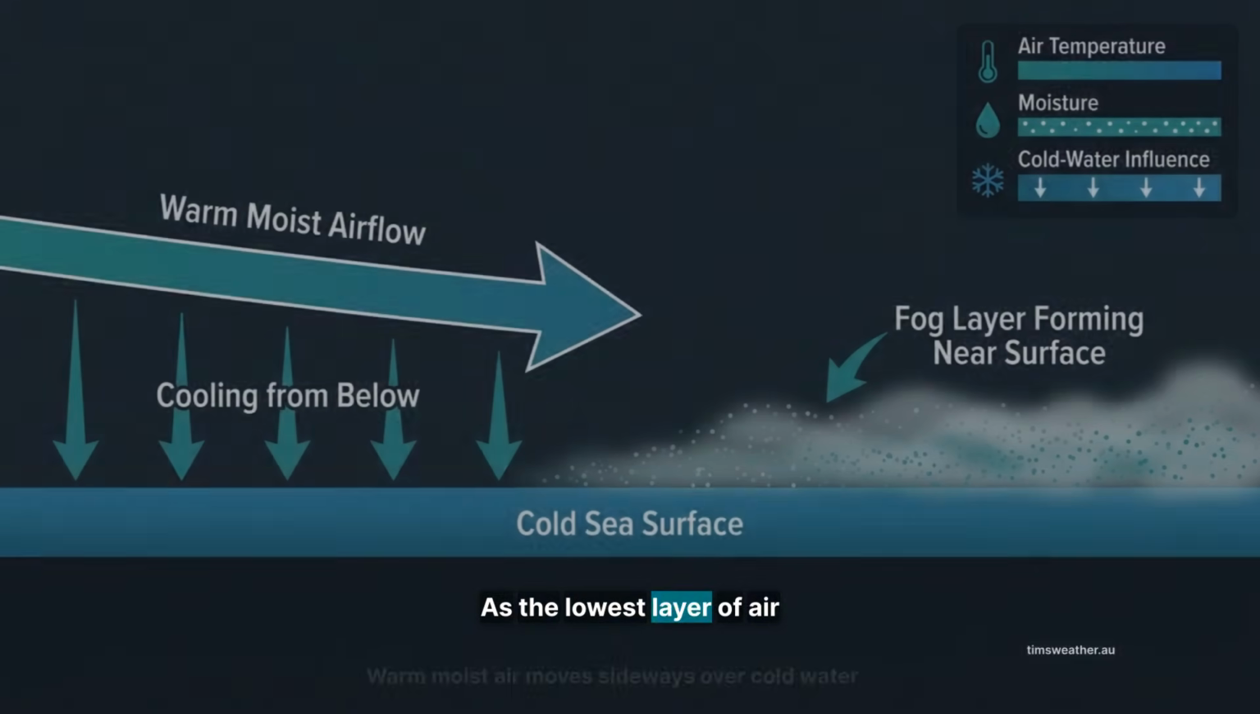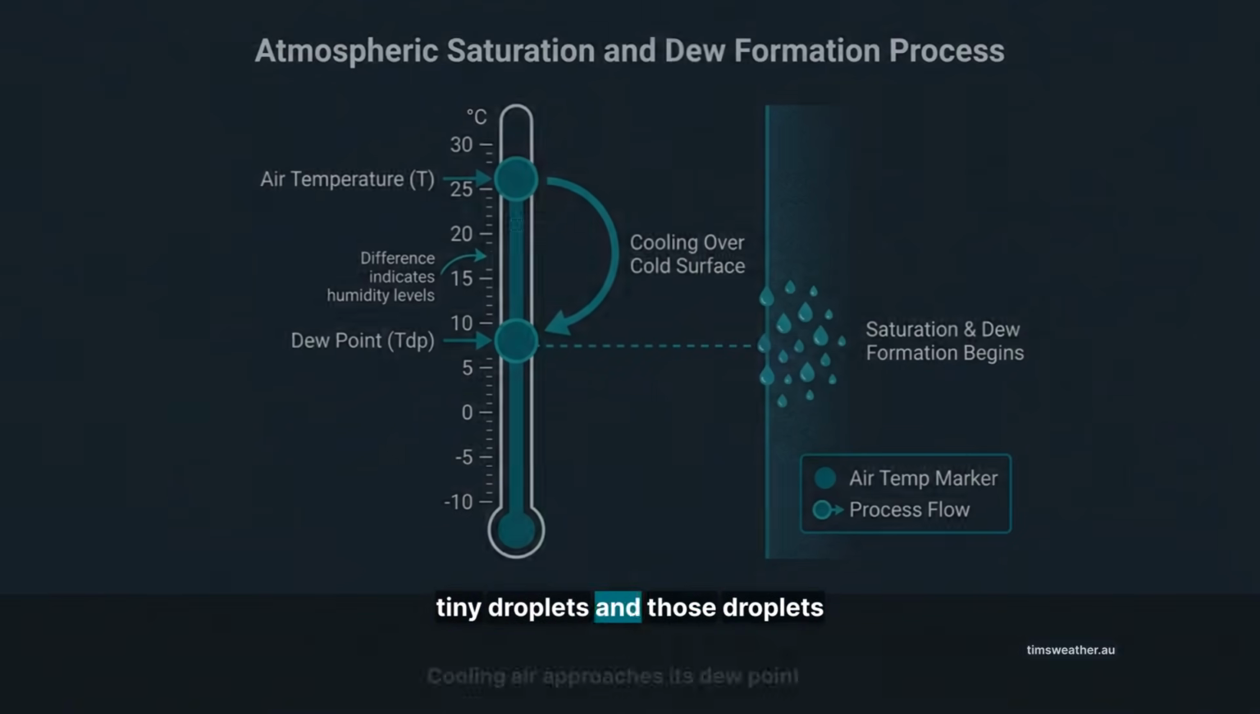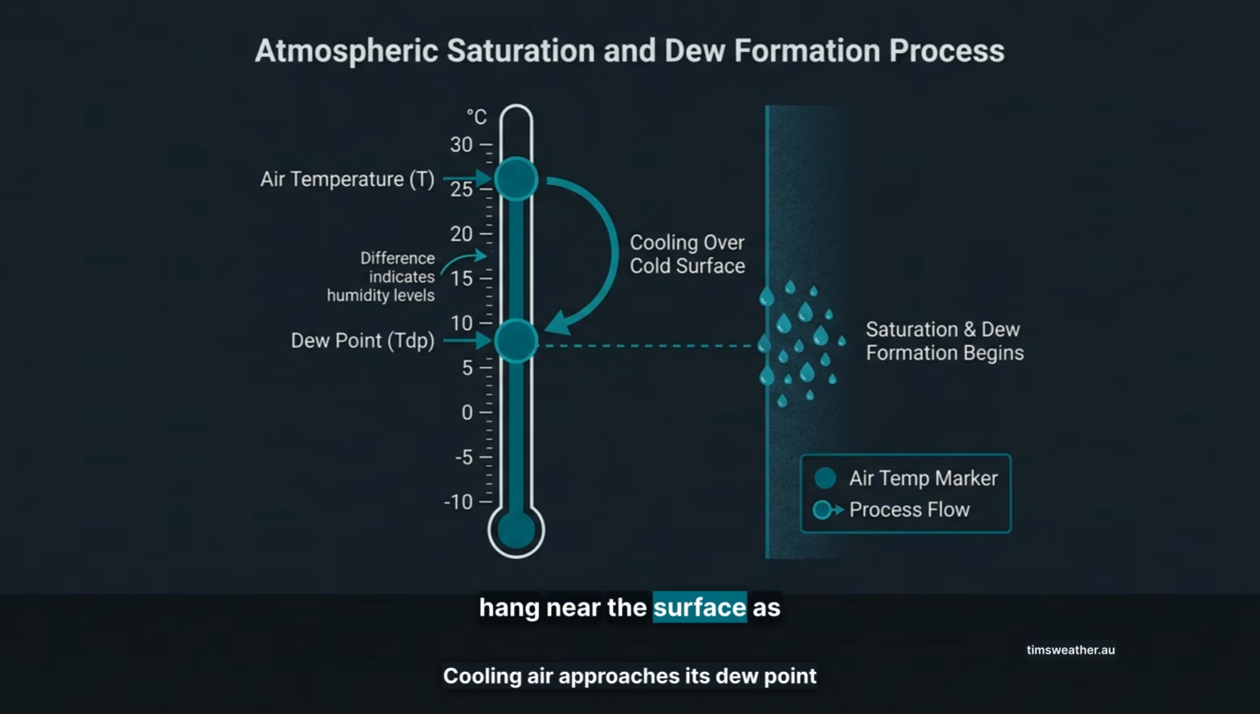As the lowest layer of air cools, its temperature moves closer to the dew point. The dew point is the temperature where air becomes saturated and can no longer keep all its water vapor invisible. When that point is reached, water vapor condenses into tiny droplets, and those droplets hang near the surface as fog.